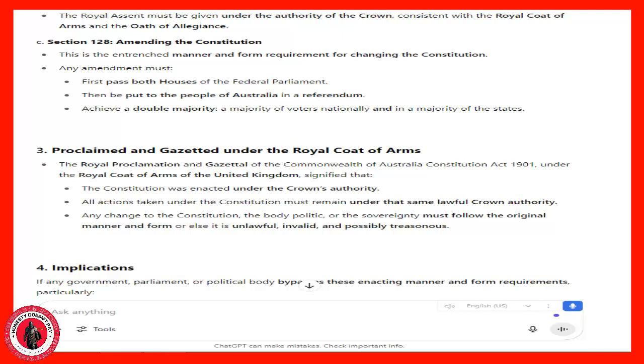3. Proclaimed and gazetted under the Royal Coat of Arms. The Royal Proclamation and Gazettal of the Commonwealth of Australia Constitution Act 1901 under the Royal Coat of Arms of the United Kingdom signified that the Constitution was enacted under the Crown's authority. All actions taken under the Constitution must remain under that same lawful Crown authority. Any change to the Constitution, the body politic, or the sovereignty must follow the original manner and form, or else it is unlawful, invalid, and possibly treasonous.